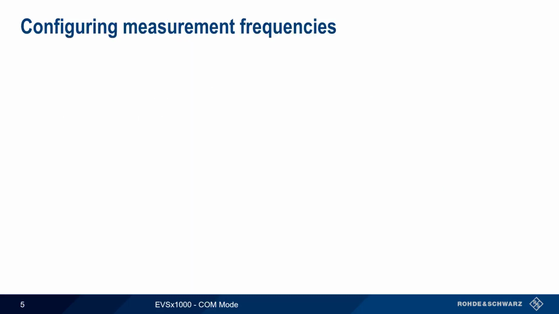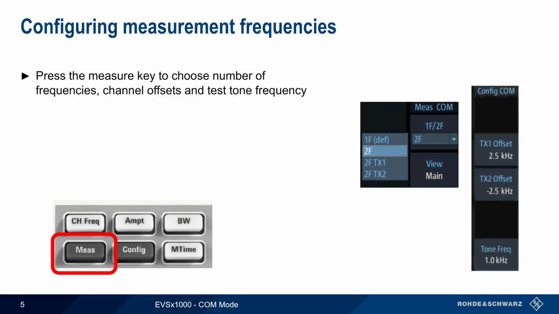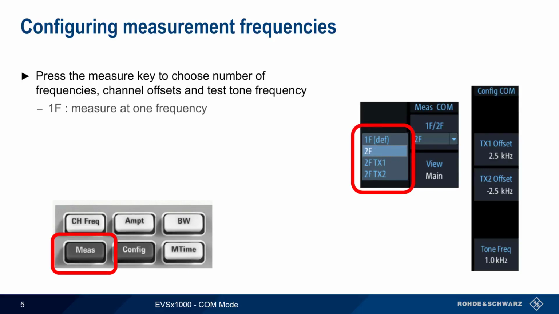The first step in COM mode is configuring frequencies, which is done using the Measure key or by pressing A in VNC mode. This allows us to select the channel configuration, channel offsets, and tone frequency. There are four possible channel configurations. 1F simply measures at the configured frequency. This is entered using the channel frequency hard key or by pressing Q in VNC mode.